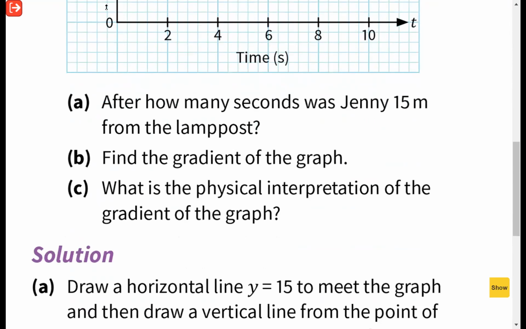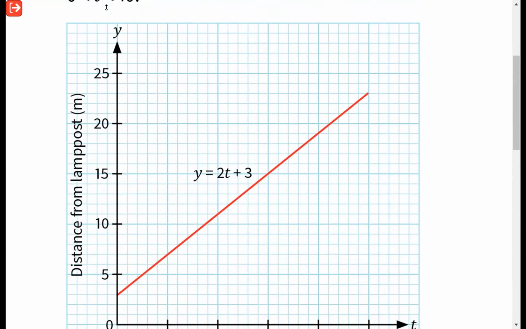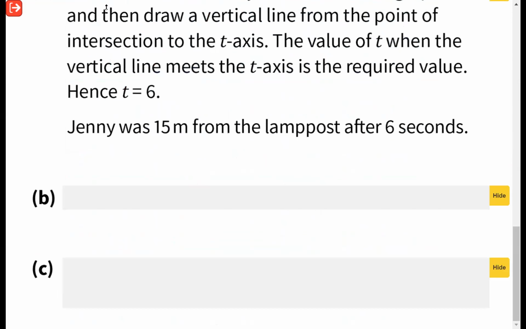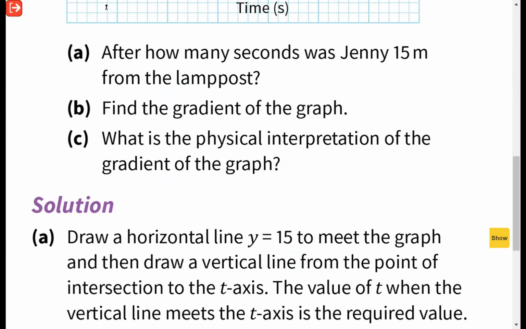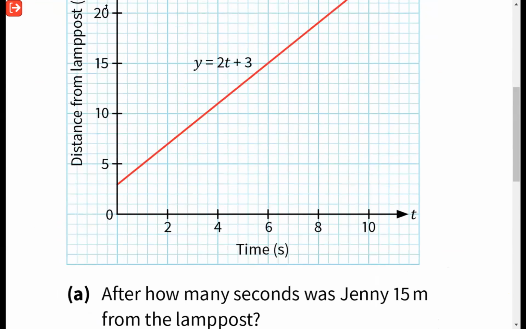Part B. Find the gradient of the graph. Now, they said find. They didn't say state. They just want you to find it. You can do it any way you like. So, anybody wants to do calculation? y2 minus y1 over x2 minus x1? Anybody wants to do rise over run? Or do you just want to look at it and say gradient equals 2? Yeah, very obvious, right? Coefficient is 2. Don't need to do so much work. So straight away answer. Part C. What is the physical interpretation of the gradient of the graph? What does it mean?